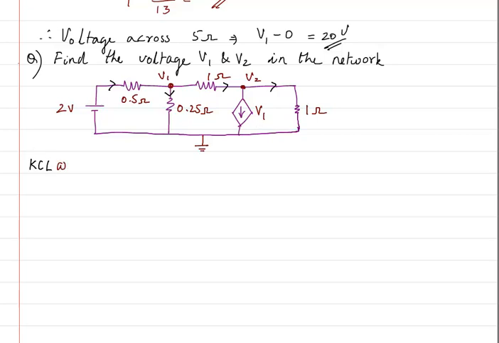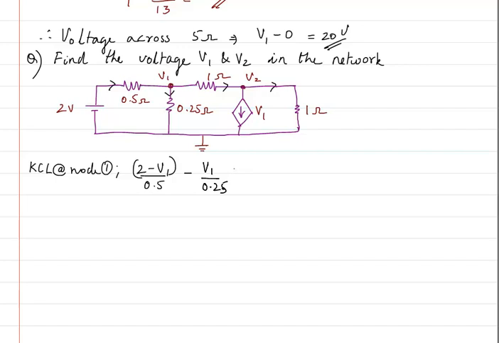Okay, KCL at node 1. Here the first current is incoming, so 2 minus V1, higher potential minus lower potential, divided by 0.5, higher potential because the current is flowing from higher potential to lower potential. The direction of current will decide what is going to be the higher potential and what is going to be the lower potential. So higher potential minus lower potential divided by the resistance. The second is an outgoing current, so it is going to be minus V1 minus 0 divided by 0.25.